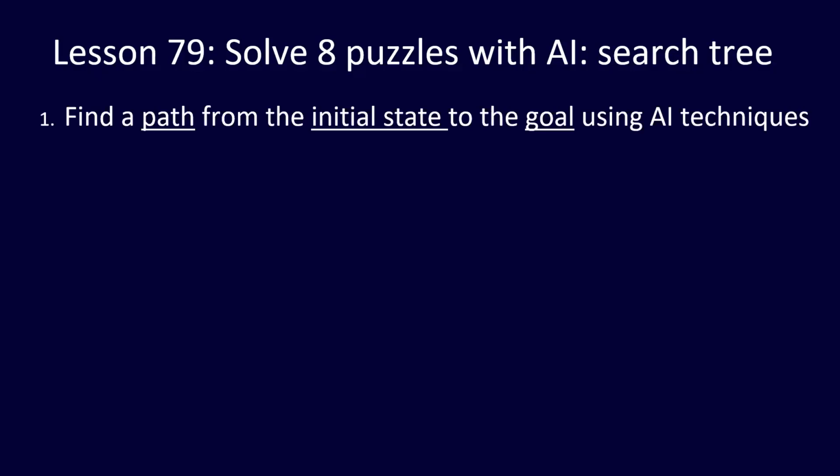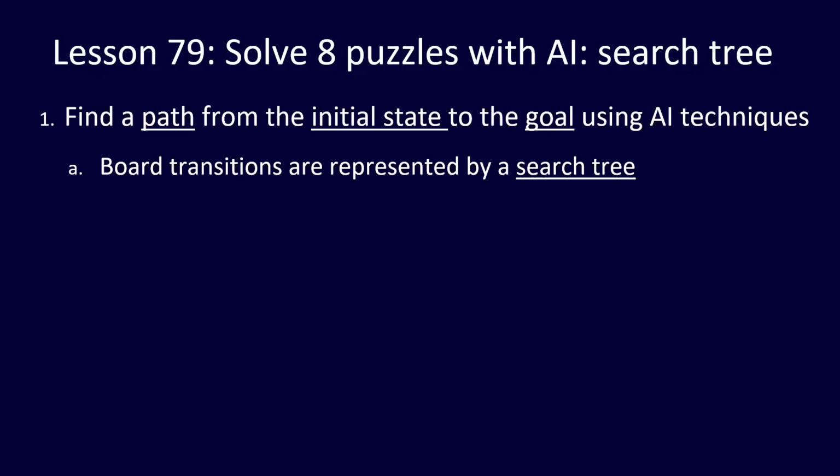In our AI context, we can say that solving puzzles is to find a path from the initial state to the goal state using AI techniques. So here, board transitions, where we move the panels, it's like the board is making a transition. So they are represented by a search tree.